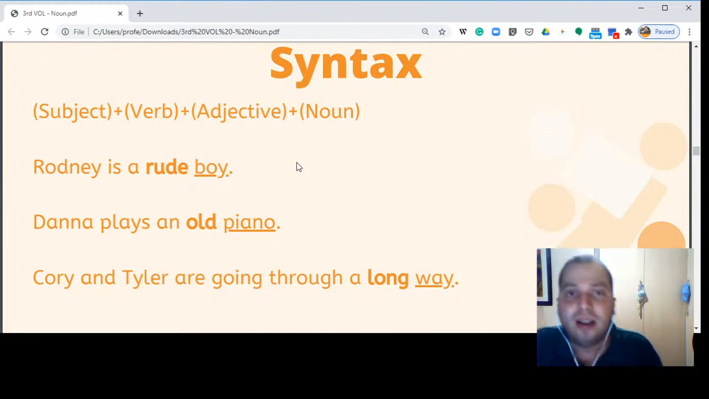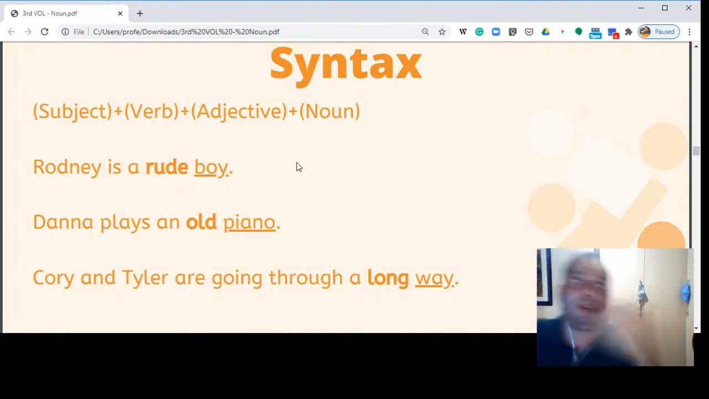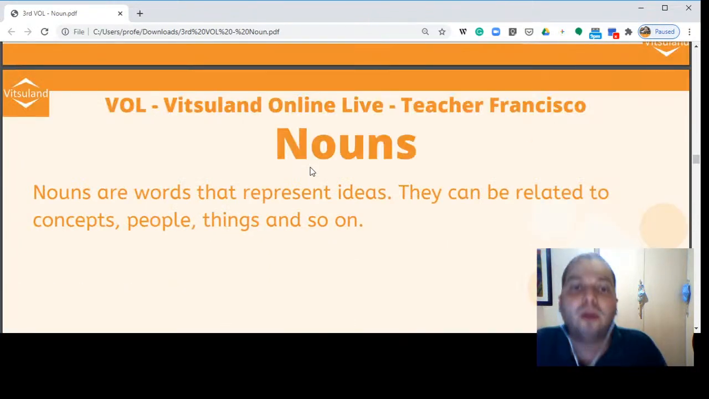So we have these ideas. It can be concrete, it can be abstract, it can be a proper noun or a common noun, depending on the project, depending on the idea, all right? I'm just verifying my smartphone here. Okay, so nouns are words that represent ideas. They can be related to concepts, people, things, and so on.